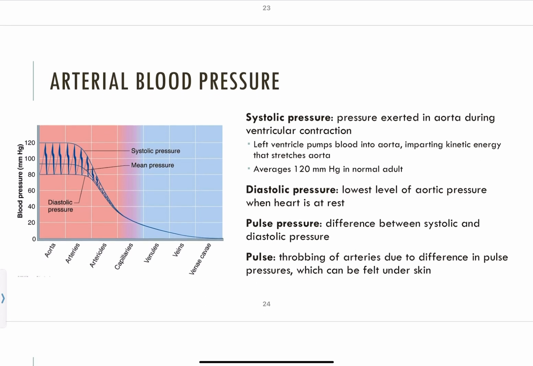When the left ventricle contracts and pushes blood into the aorta, we get what's called the systolic pressure. This is the peak pressure in the arteries, usually about 120 millimeters of mercury in a healthy adult. When the heart relaxes between beats, that pressure is going to drop to its lowest point, which is called the diastolic pressure, typically around 80 millimeters of mercury. The difference between the systolic and diastolic pressure is what's known as the pulse pressure.